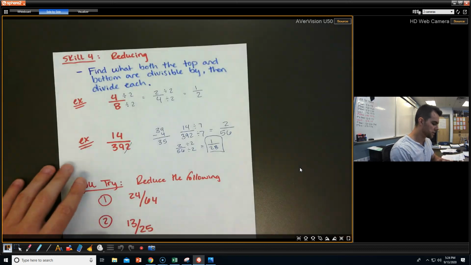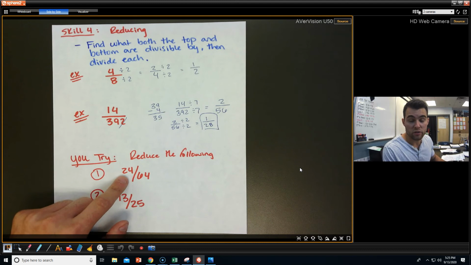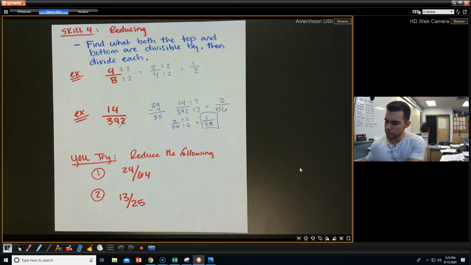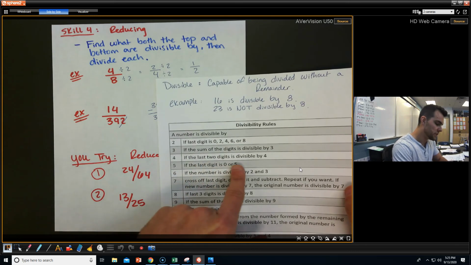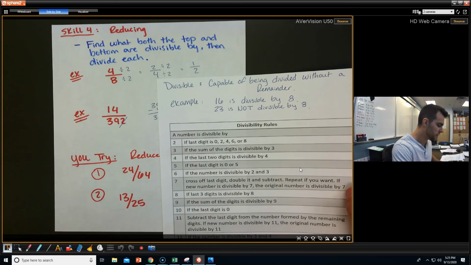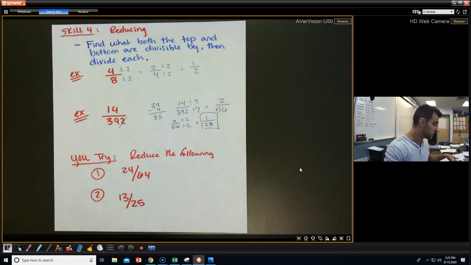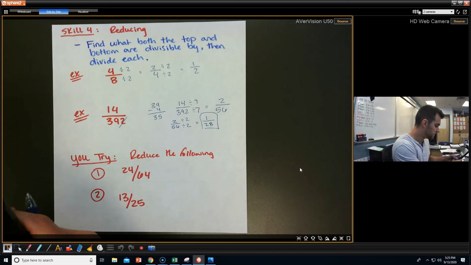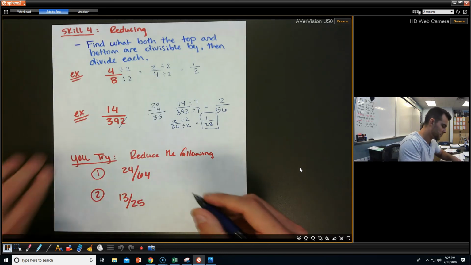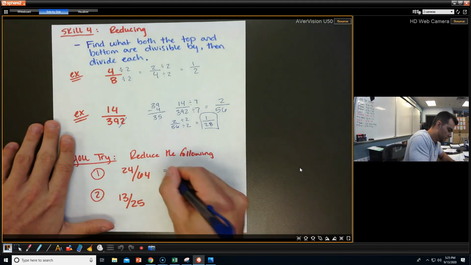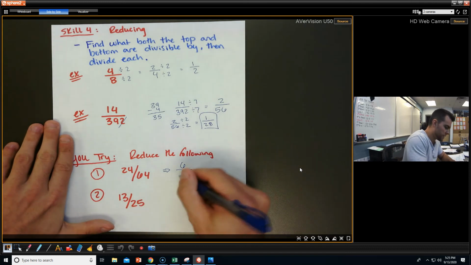So, looking at this first one, I know right off the bat the top and the bottom are divisible by 2. It's pretty nice. What if they're divisible by something higher, like 4? Well, if the last 2 digits are divisible by 4, then it's divisible by 4. That doesn't really help us too much, so I guess we have to just try 64 divided by 4. And hey, that did work out. So I'm going to divide the top and the bottom by 4. 24 divided by 4 is 6, and 64 divided by 4 is 16.